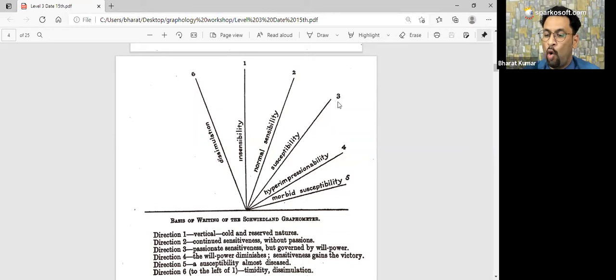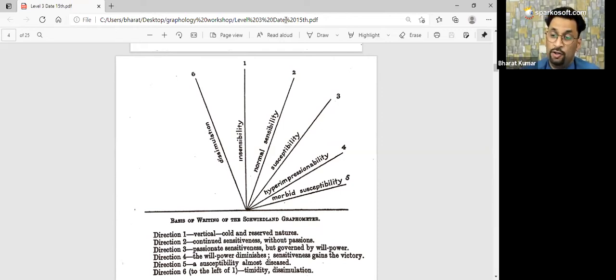Vertical line means cold and reserved nature. They have very less humor. Many a time you used to say you are a bored man or a boredom kind of person. So reserved nature, meaning if they are in a party, they will be like a burden on the party because they are involved in the party, but they are not actually participating in the party.